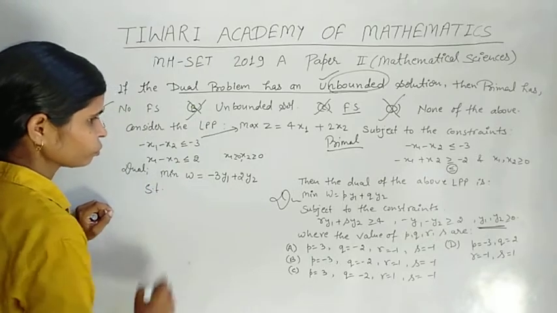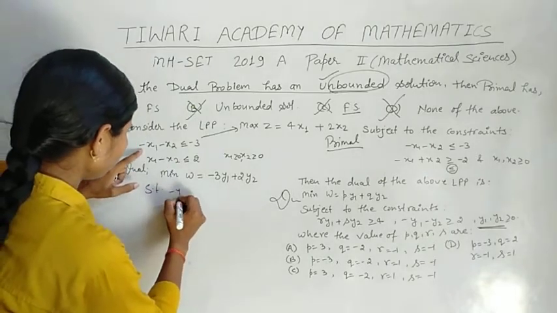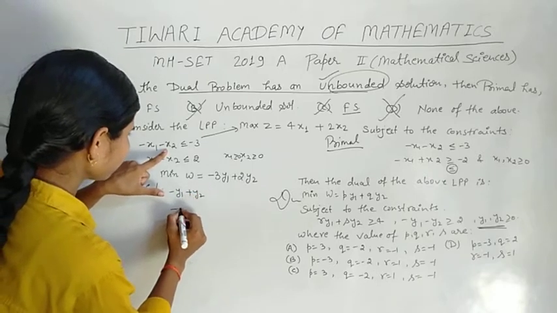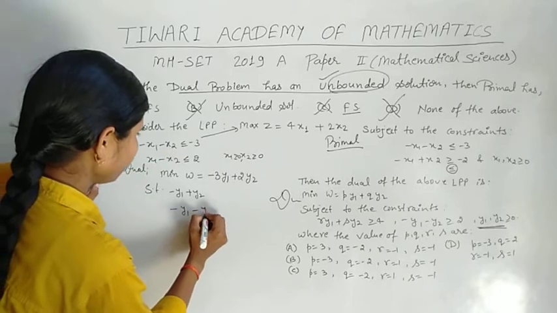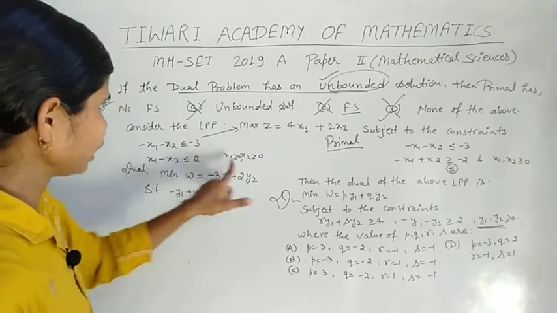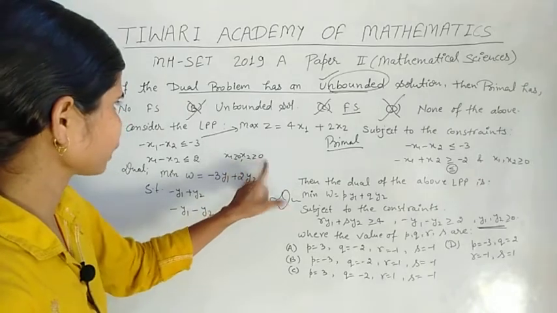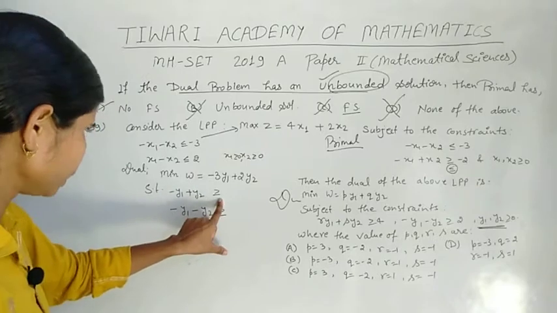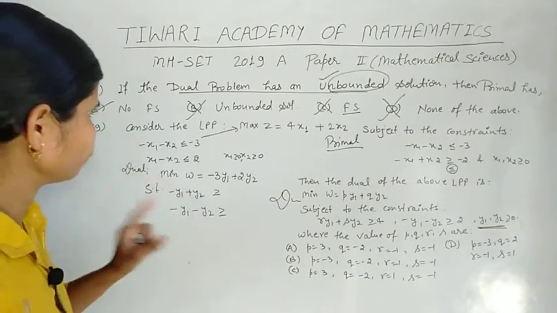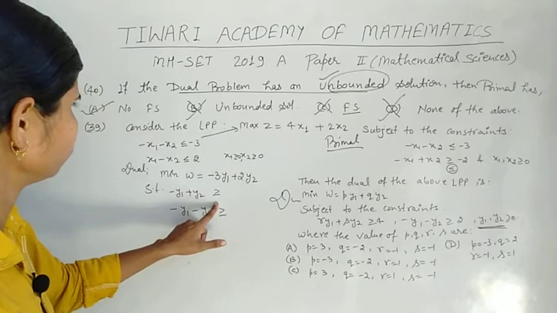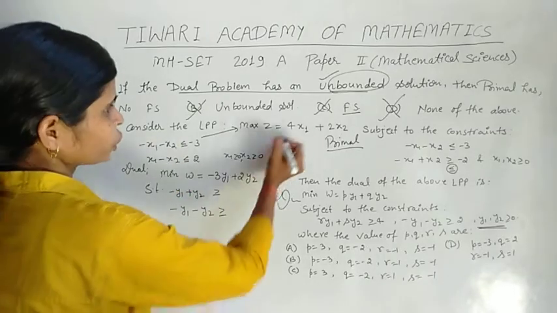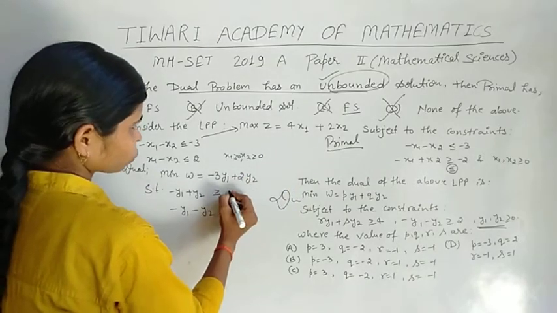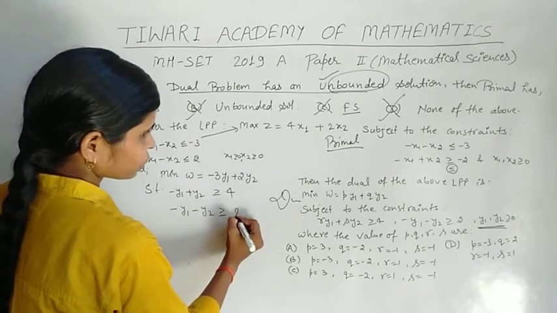constraints: minus y1 plus y2, second minus y1 minus y2. The non-negative restriction is greater than or equal to, so take the sign greater than or equal to in the dual problem. And the coefficient of x1 is 4 and the coefficient of x2 is 2, so this is greater than or equal to 4 and this is greater than or equal to 2.